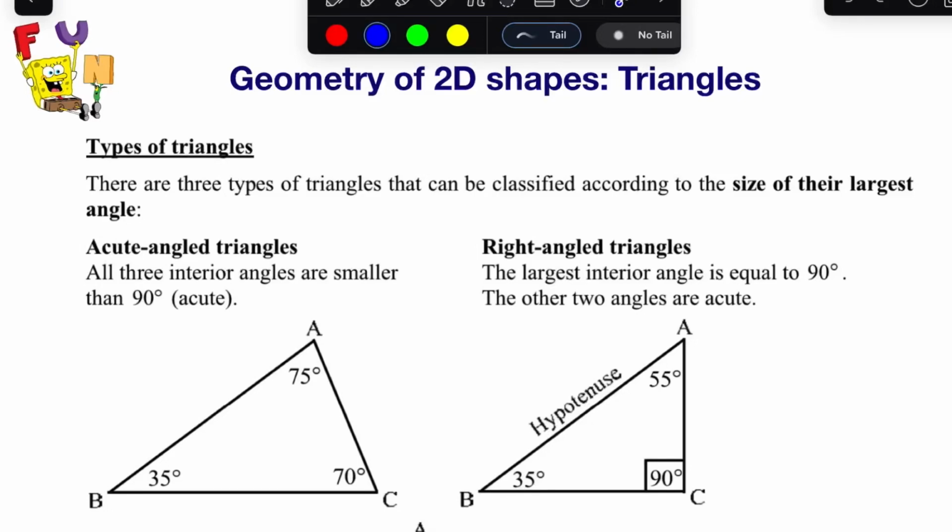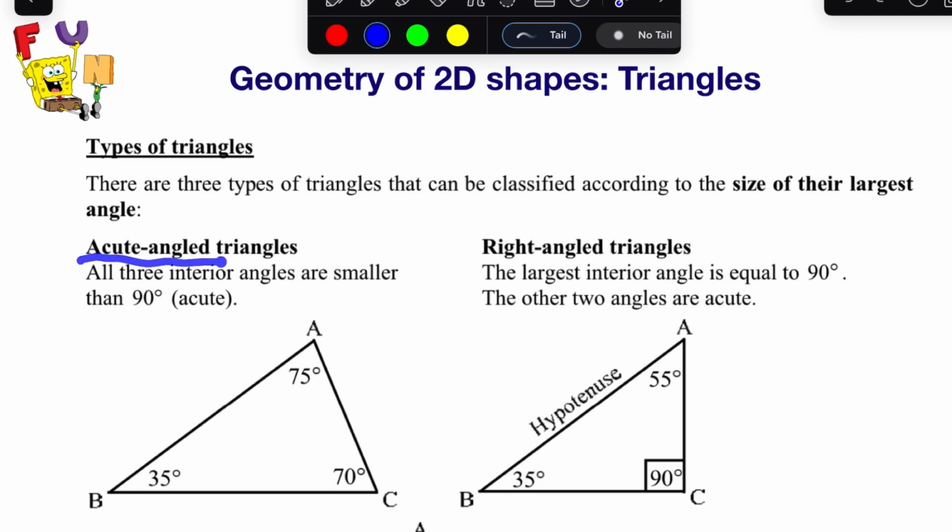We're going to look at the types of triangles, which is the geometry of 2D shapes. Specifically, we're going to look at triangles, the three types of triangles that we classify according to their angles, and how in their angles we look at the largest angle of each. Now let's look at the first one.